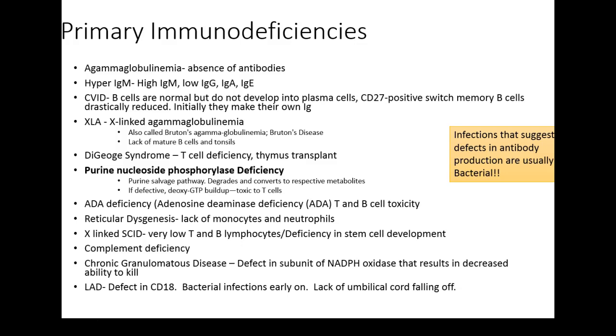XLA, also called Bruton's disease, is X-linked agammaglobulinemia. X-linked means boys usually get it. We see a lack of mature B cells and a lack of tonsils as well. DiGeorge. With DiGeorge, we see a T cell deficiency. Those patients usually need a thymus transplant.